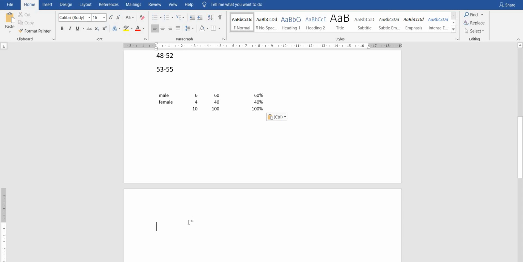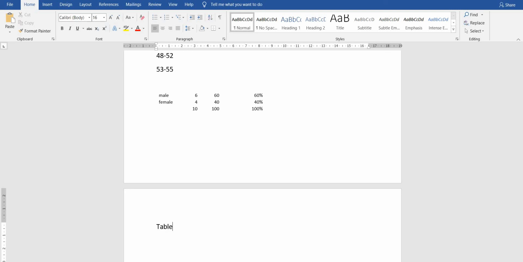Meron tayong table heading. Table 1. Sabi ko nga kanina, may mga ibang researches na ang gusto nila Table 1, table 2, table 3. So, nakadepende yan dapat sa statement of the problem ninyo. Pero, ang format nakadepende sa school ninyo. So, dito, ang gagamitin lang natin is table 1.